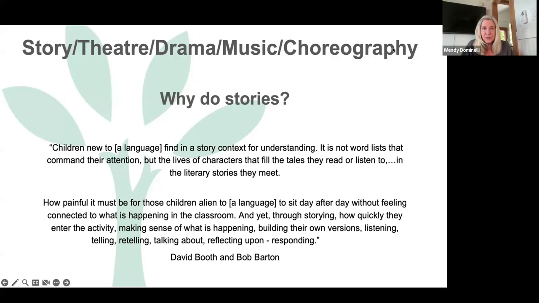So he says, children new to a language find in a story context for understanding. It's not word lists that command their attention, but the lives of characters that fill the tales they read or listen to, and in the literary stories they meet. And how painful it must be for those children alien to a language to sit day after day without feeling connected to what is happening in the classroom. And yet, through storying, how quickly they enter the activity, making sense of what is happening, building their own versions, listening, telling, retelling, talking about, reflecting upon, responding.